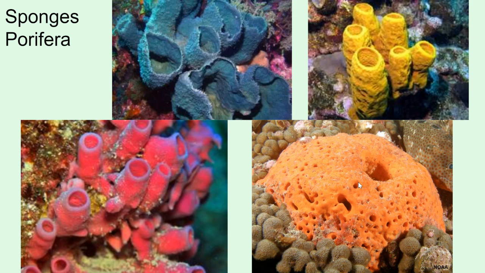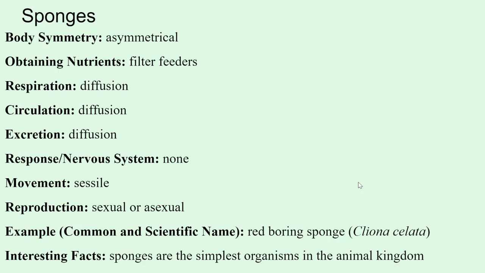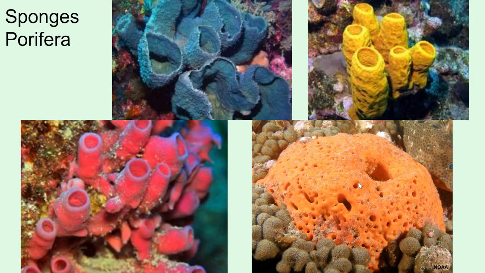The first group I want us to look at is called Porifera, which means sponges. You can see some examples of different marine sponges there in the picture. And here is a bunch of information about sponges. As you can see from the picture, sponges are asymmetrical. There is no symmetry. They get their nutrients by filter feeding because, as you can see, they are stuck in one place. They cannot get up and walk around the ocean floor to find more food. They are sessile, and so they are stuck in one place.